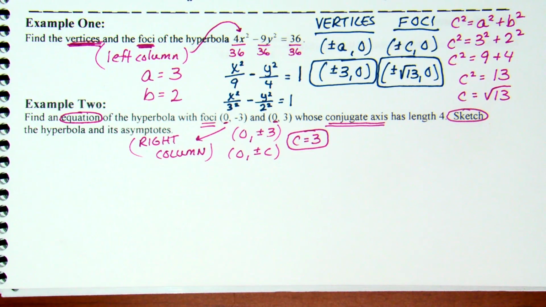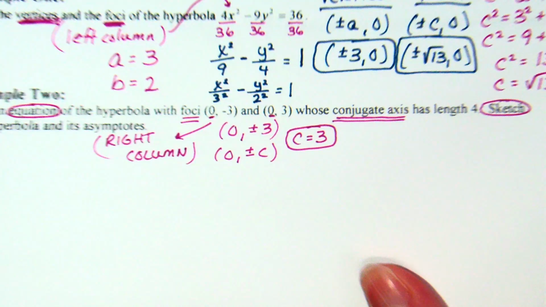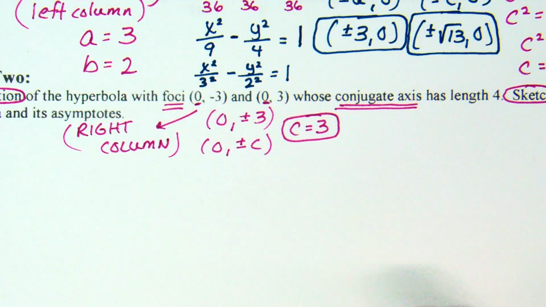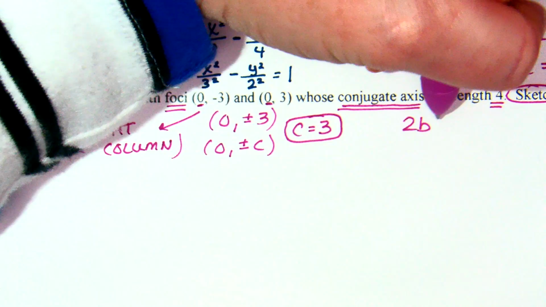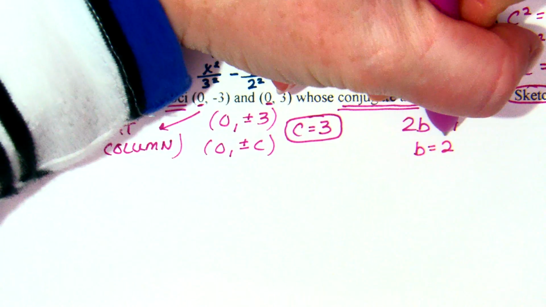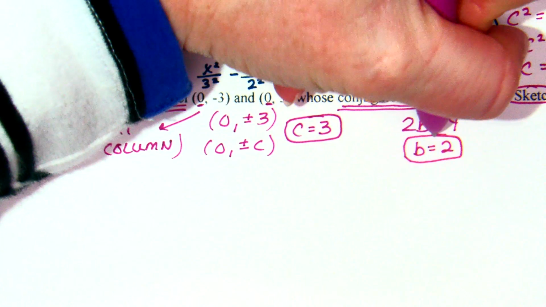Well, conjugate axis, yeah, check your chart. What does it say about conjugate axis? It's 2B. Conjugate axis, according to my chart, is 2b. If conjugate axis has a length 4, then 2b is 4 and B equals 2. B is 2. And then we can find A too.